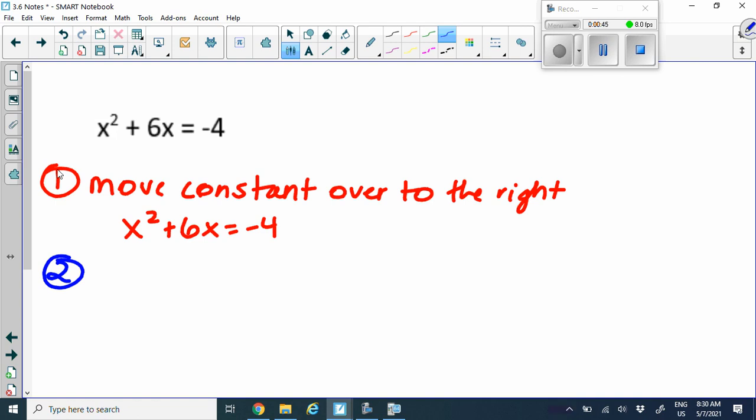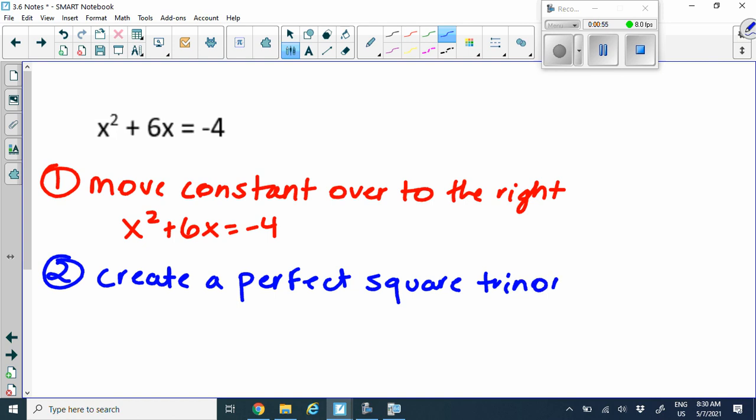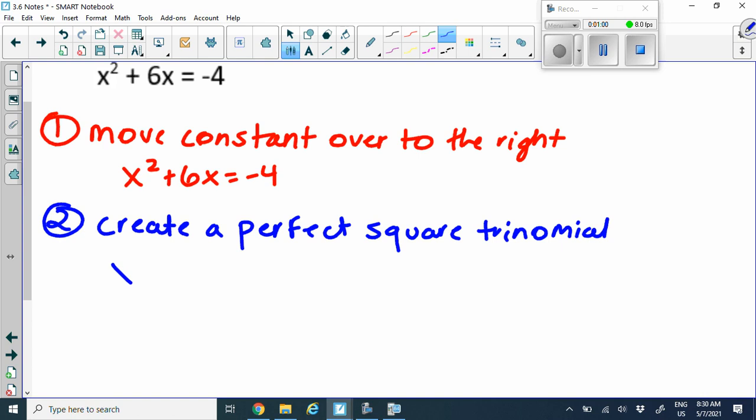we need to create a perfect square trinomial. Now, remember, in order to do that, I need to do my x squared plus 6x, and I need to do plus blank because I got to create a trinomial, which means there are 3 terms. I have -4 plus, and then another blank, because what I do to one side, I got to do to the other. So the idea is that I am trying to equal both sides.